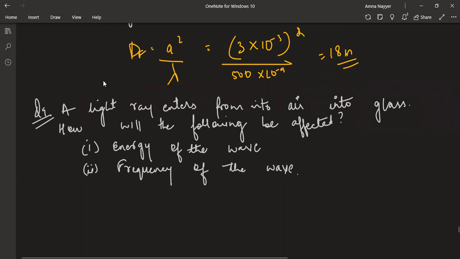Yes, class, answer this, first and second part. What will happen to energy and frequency if the light enters from air into glass? This question came last in 2017 and 2013. Very easy question. All of you should answer. Answer me in the chat box.